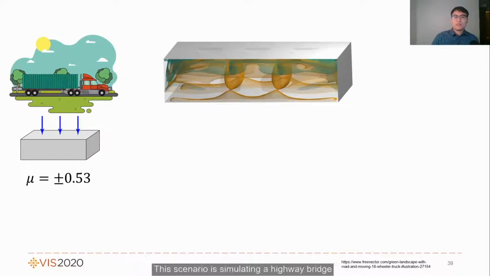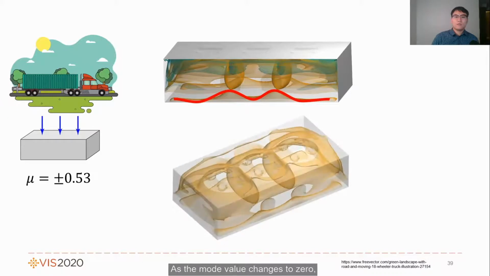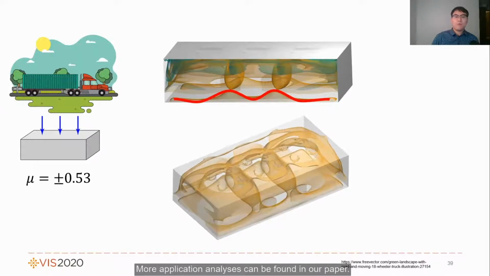This scenario is simulating a highway bridge where a truck is parked on it. We observe an interesting wave at mode -0.53 surfaces. As the mode value changes to 0, the wave shape becomes smaller and ultimately disappears. More application analyses can be found in our paper.